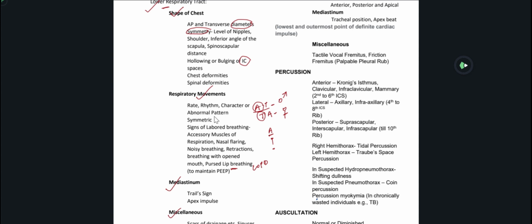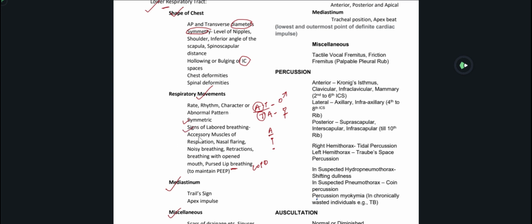Ataxic pattern, by the way, can be seen if the brainstem is involved and the medulla is involved, so there is complete loss of symmetry. It is called an ataxic pattern as well. Okay. Then there is symmetry of enlargement. So just look overall if it is enlarging normally on both sides. That is what you look for.